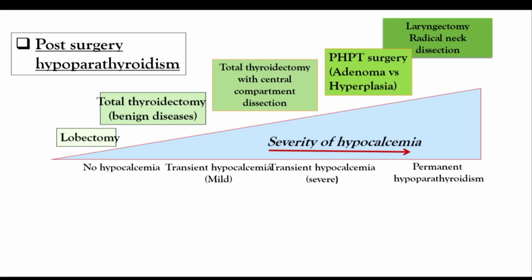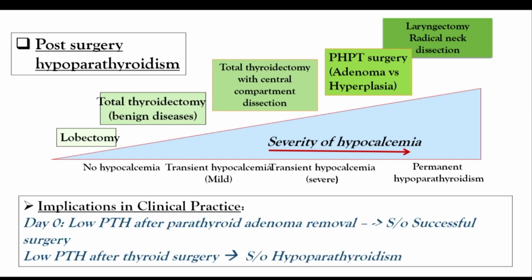Then the most common cause of hypoparathyroidism is post-surgical. Here lobectomy of the thyroid has the least risk, and radical neck dissection has the highest risk of post-operative hypoparathyroidism. But with advanced techniques nowadays, for any kind of thyroid surgery, even for carcinomas, ideally there should not be any post-operative hypoparathyroidism. In parathyroid surgery, we can have some transient hypoparathyroidism, and it is actually a sign of a successful surgery. But after thyroid surgery, it should not be there.